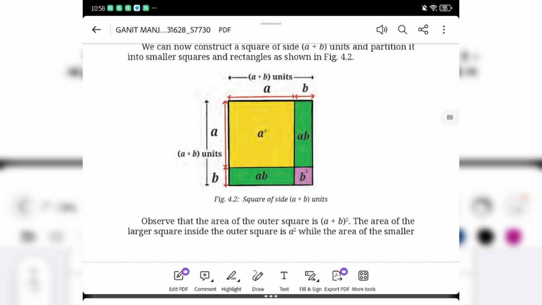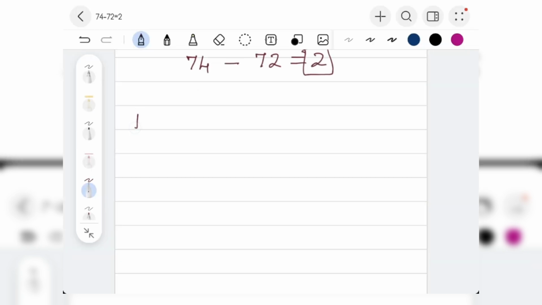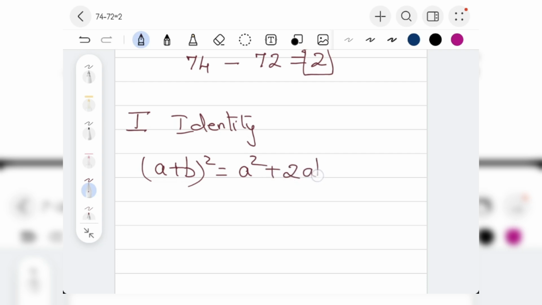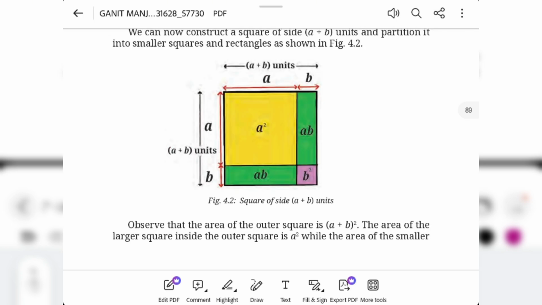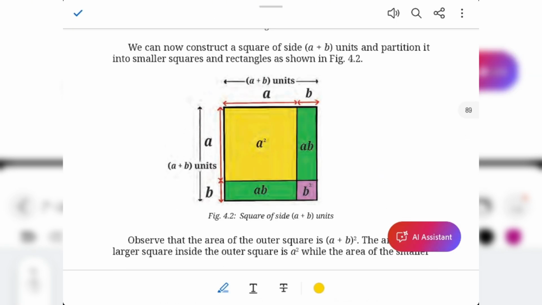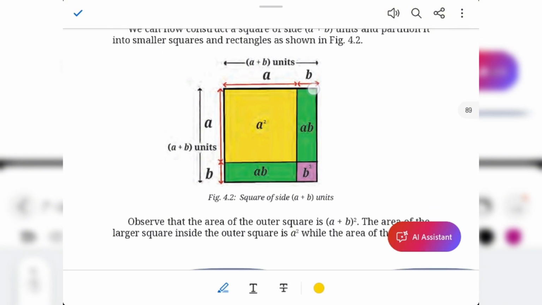Now the first identity of algebra, as you all know, you were introduced to this in grade 8, which is the first identity of algebra. First identity. Alright, this is a plus b whole square is equal to a square plus 2ab plus b square. Now to explain this, here is a square drawn. A and b are the two variables which is on the horizontal, and this a and b are on the vertical side of the square.